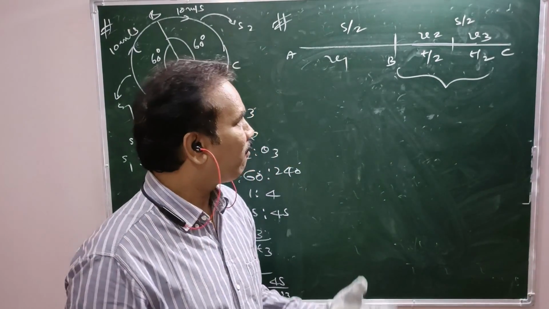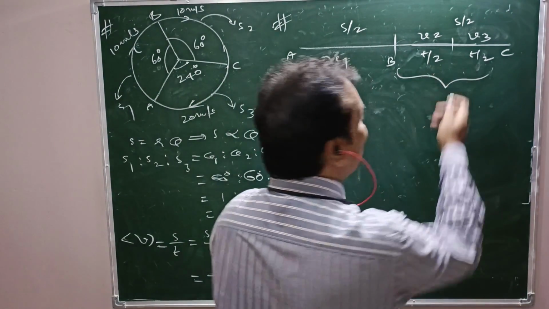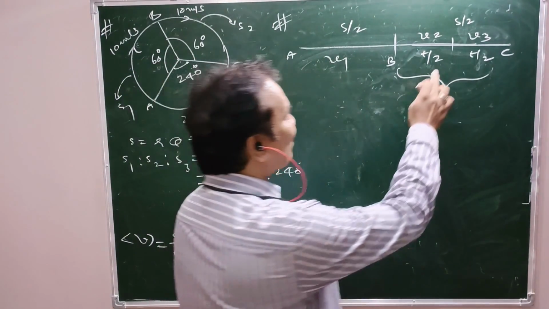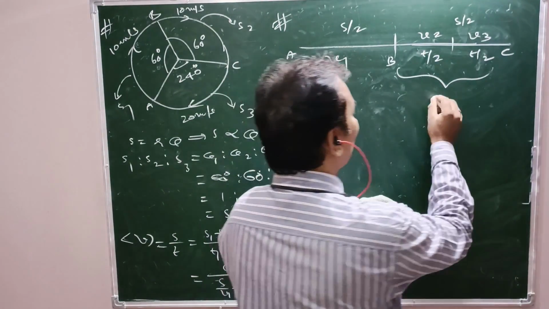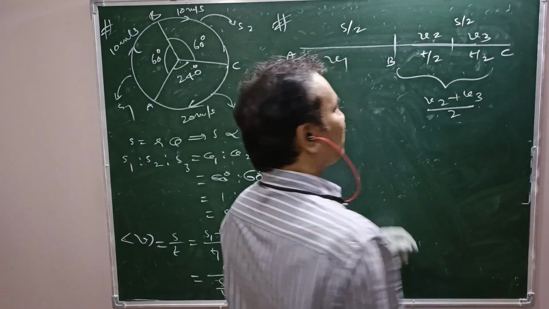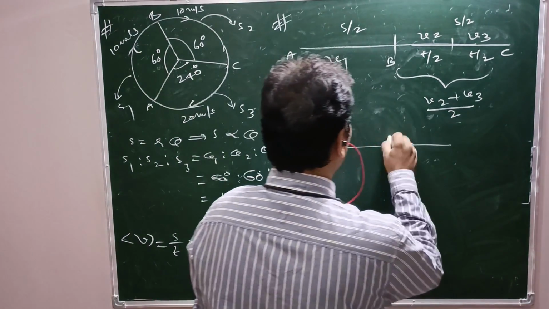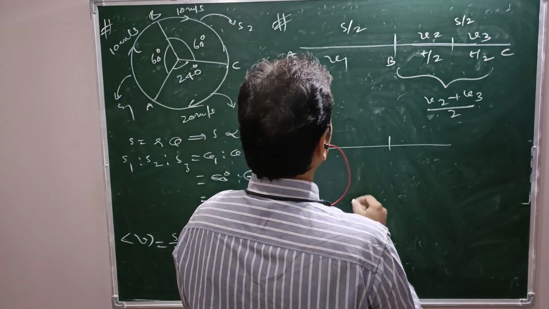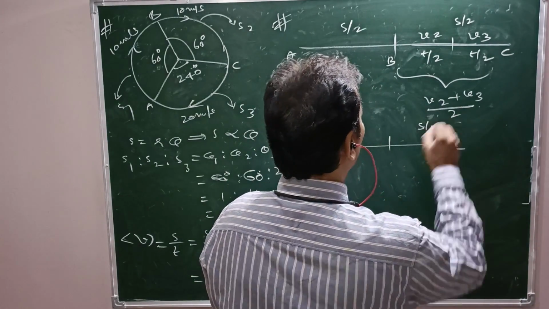Therefore, for B to C, what is the average speed here? Time average speed, in the sense of arithmetic mean, that is v2 plus v3 by 2. Am I right? Now I am rewriting like that. So A, S by 2. This is what C, S by 2.